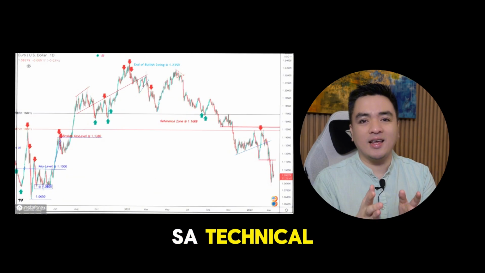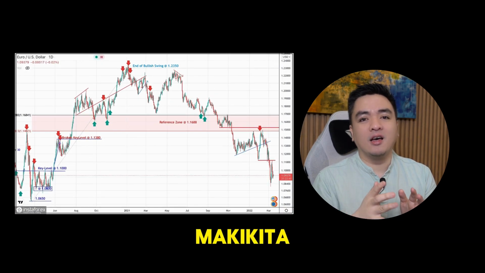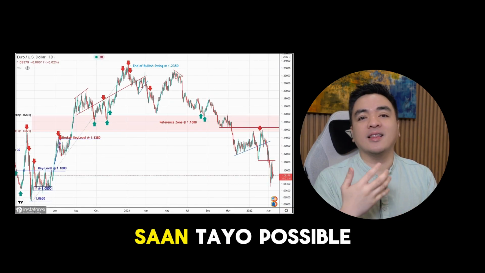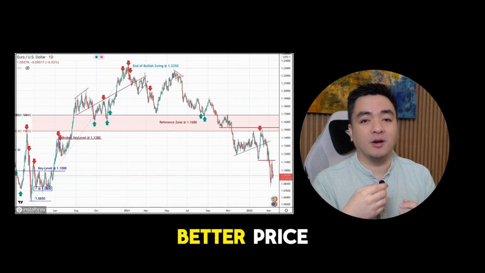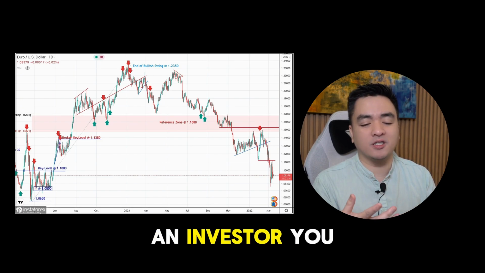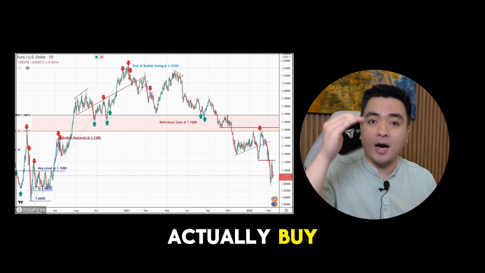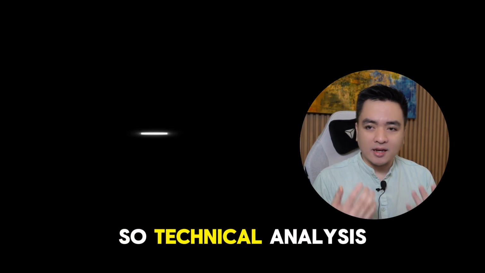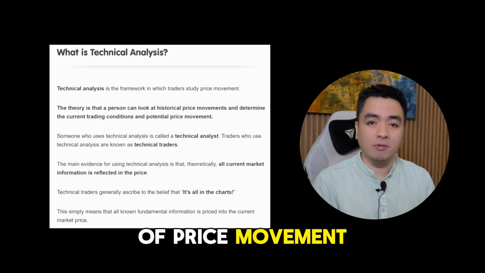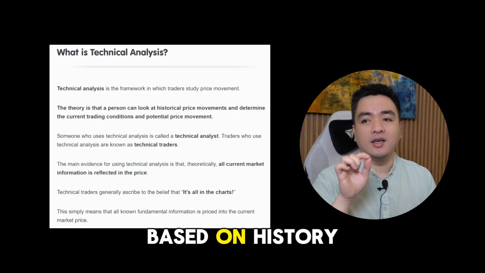And then yung sa technical, dyan po natin makikita kung yung saan tayo possible bumili for a better price. So especially if you're an investor, you want a discount, you want a better price. You don't want to actually buy on the top. So technical analysis is the study of price movement based on history.